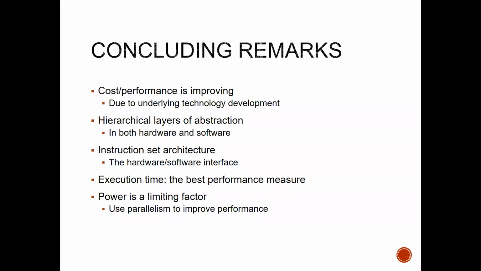Okay, the cost of performance is improving due to underlying technology development. Hierarchical layers of abstraction in both hardware and software. Instruction set architecture, the hardware-software interface. Execution time, the best performance measure. Power is a limiting factor. Use parallelism to improve performance.